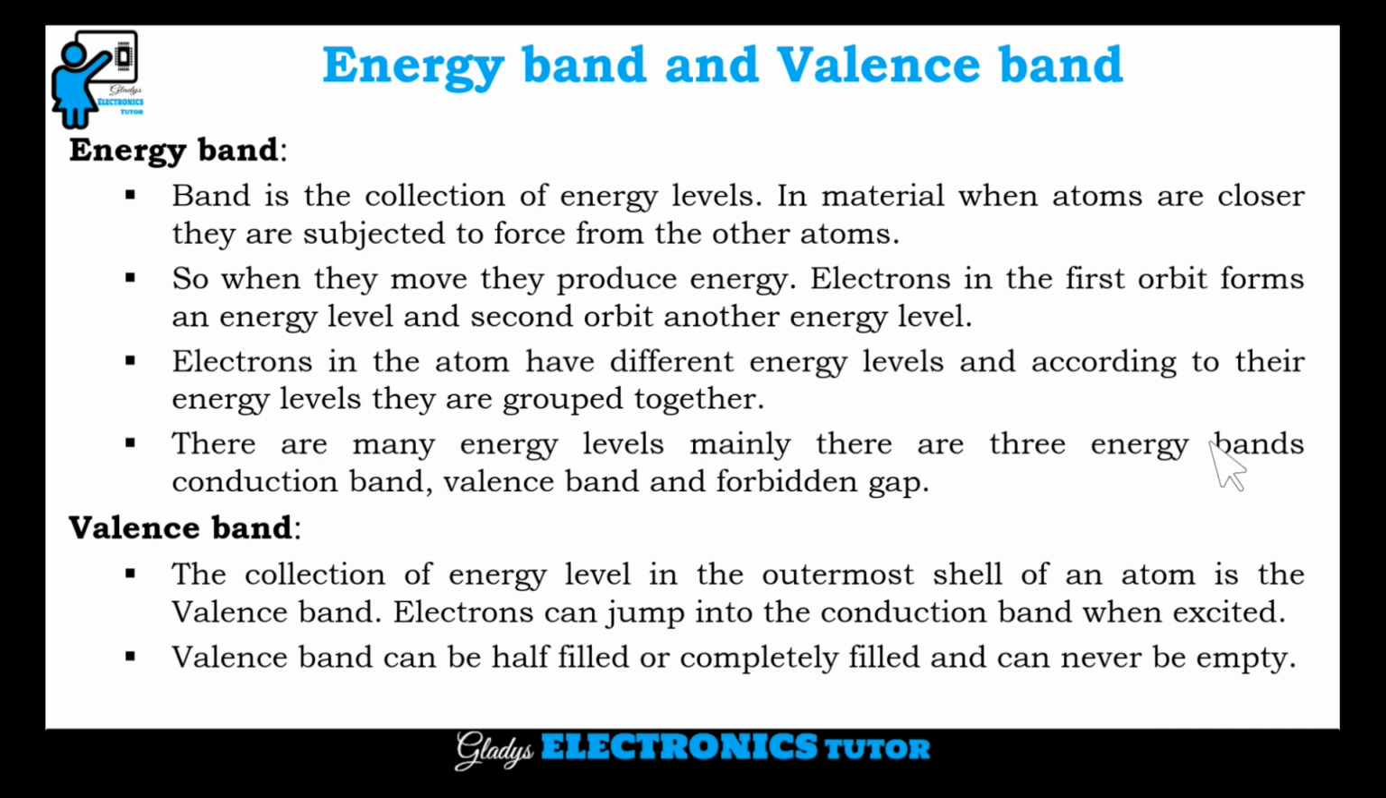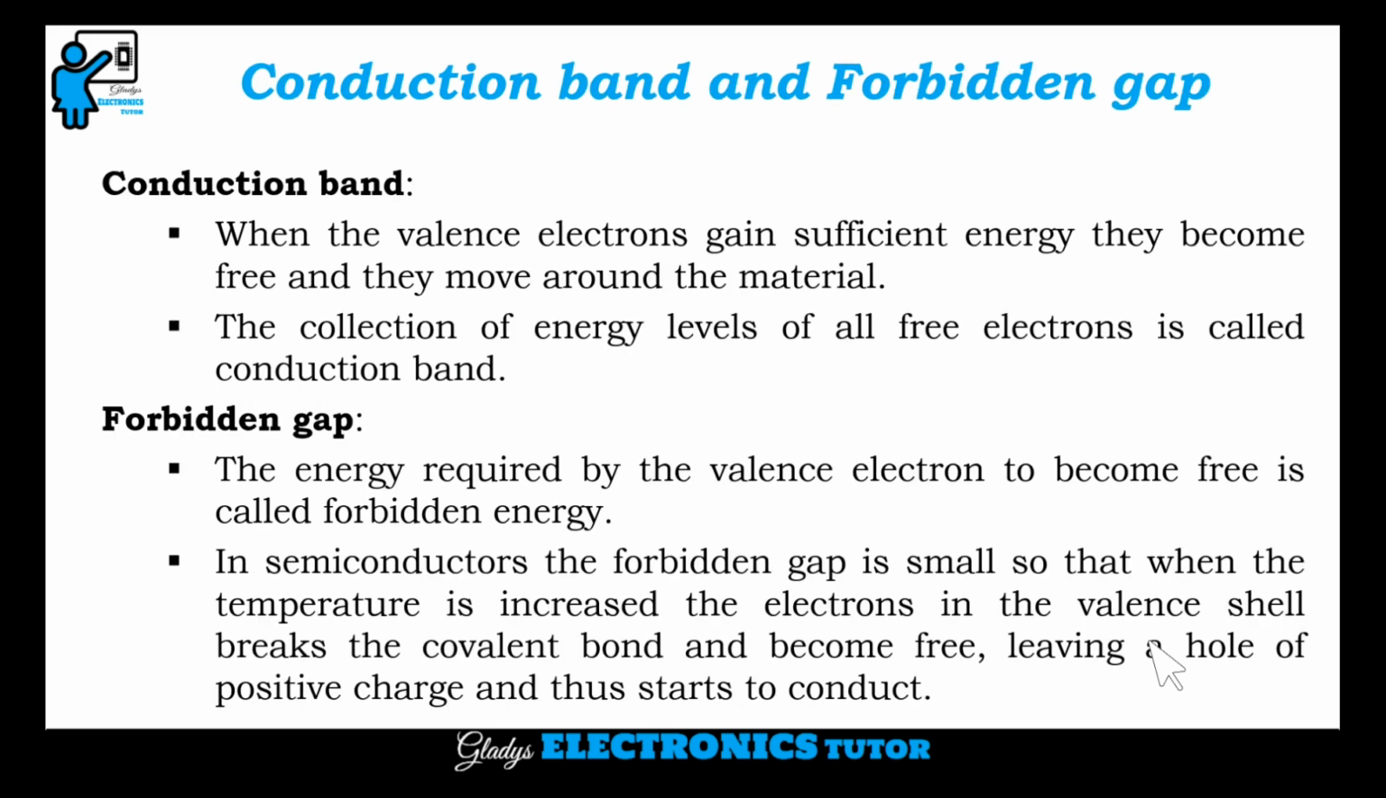Mainly there are three energy bands: conduction band, valence band and forbidden gap. The collection of energy levels in the outermost shell of an atom is the valence band. Electrons can jump into the conduction band when excited. Valence band can be half filled or completely filled and can never be empty. Next, the conduction band. When the valence electrons gain sufficient energy, they become free and they move around the material.